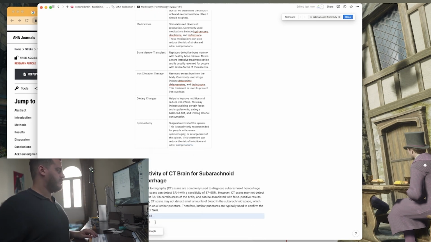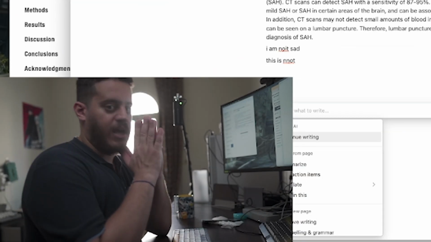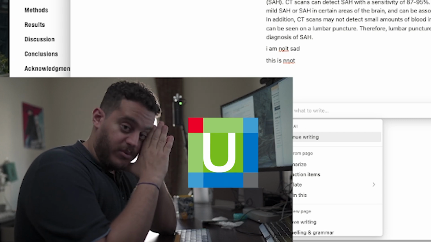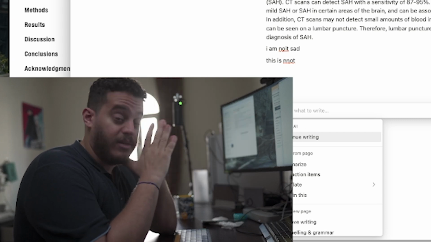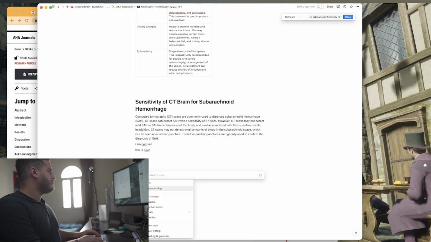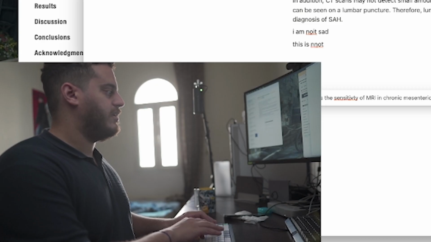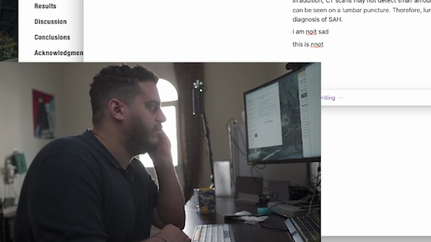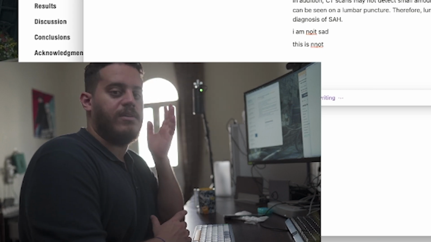Again, same question. These are the things that if Notion AI integrates with Google and up-to-date, wow, that would be so valuable. I hope they hear me right now. Let's see, what is the sensitivity of MRI in chronic mesenteric ischemia? These are the questions that when you write and you're irritated with, you need an AI to answer you because it's very annoying.